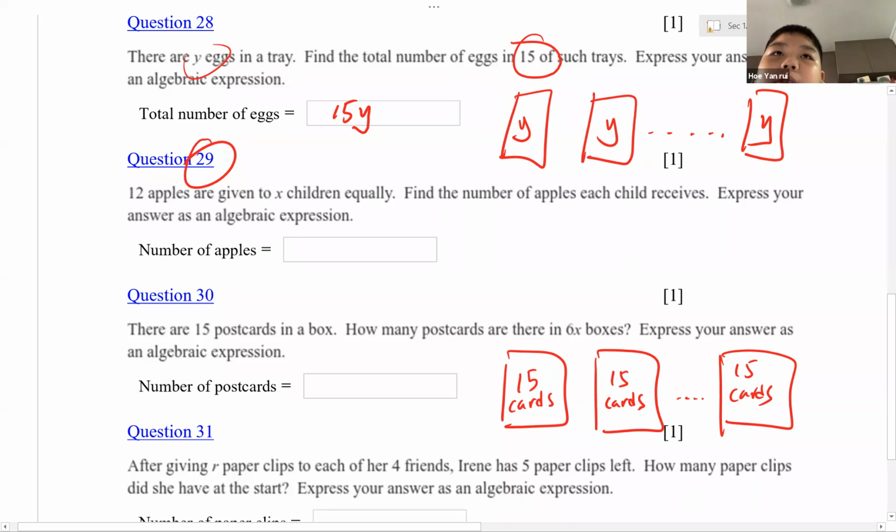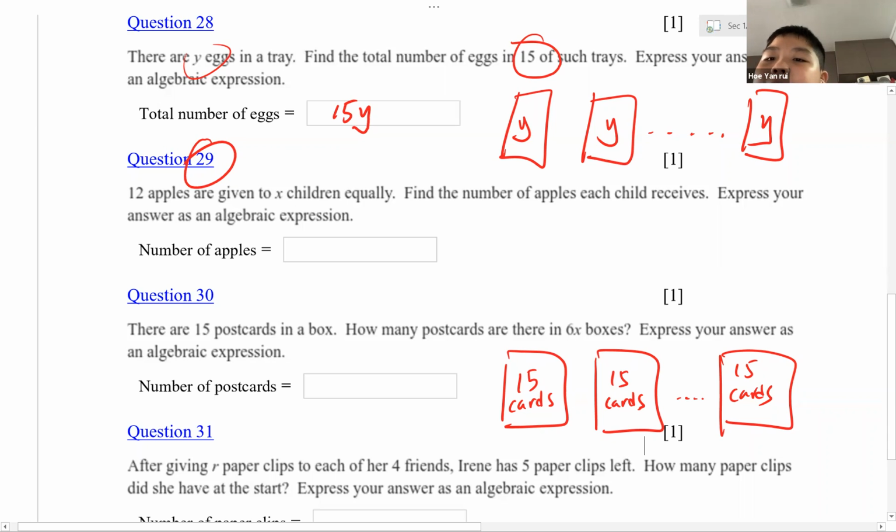15 times 10. How many cards are there in X boxes? 15 times X. Very good. How many cards are there in Y boxes? 15 times Y. How many cards are there in 2X boxes? 15 times 2X. Very good. How many cards are there in 6X boxes? 15 times 6X. Do you understand what's happening now?